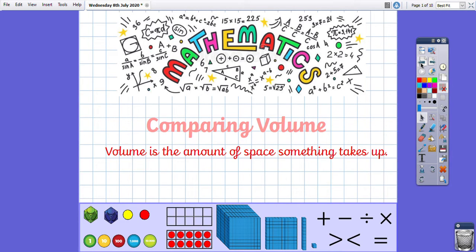Good morning, Year 2. Today we are comparing volume. And volume isn't the sort of volume that you turn up and down on your TV. It is the amount of space that something takes up.